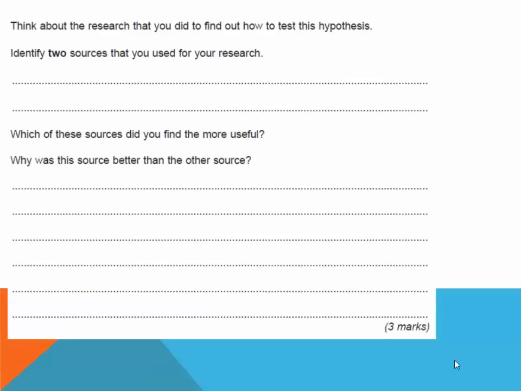If you look very carefully, you're being asked to list two of the sources used and then explain which was the more useful of the two and why. So let's have a look at a possible student answer.